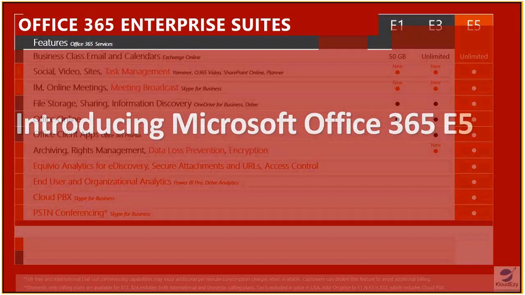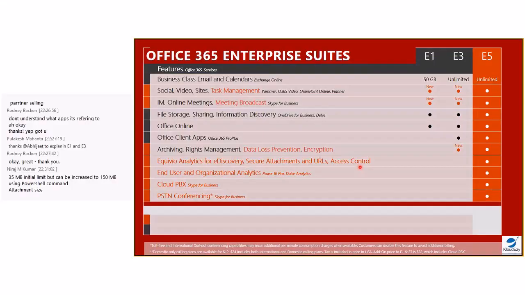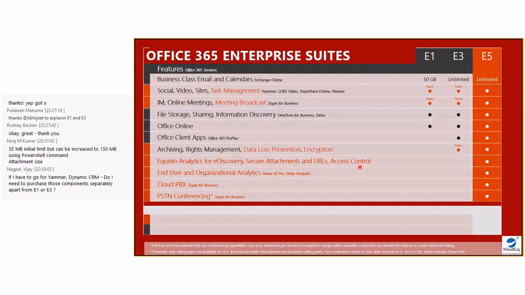Microsoft has integrated with Equivio, and they have given a business analytics tool for e-discovery. You can secure your attachments and the URLs that you are providing. Apart from that, you can create access controls. You can write ACLs in E5, with the help of which you can control how a user will use the mailing solution, right?